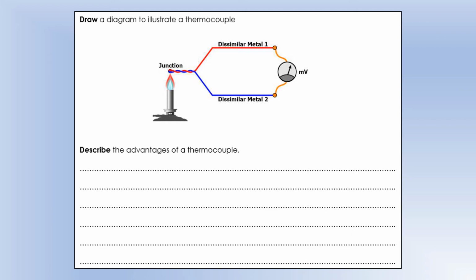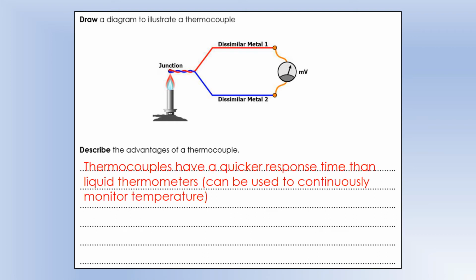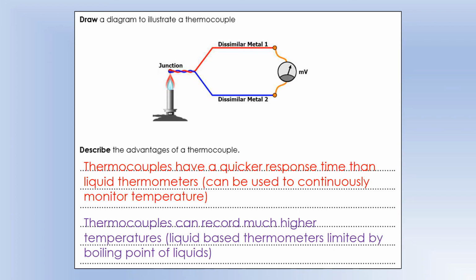So what are the advantages of a thermocouple? Well, what we get from them is a faster response time. The condition that a thermocouple relies on changes much more quickly in response to temperature changes. So for instance, if we want to measure temperature changing over time, we would use a thermocouple. The other advantage is we can record much higher temperatures, because liquid thermometers are limited by the boiling point of those liquids, whereas this uses metals, and metals typically have a very high melting point, so we can measure much higher temperatures.